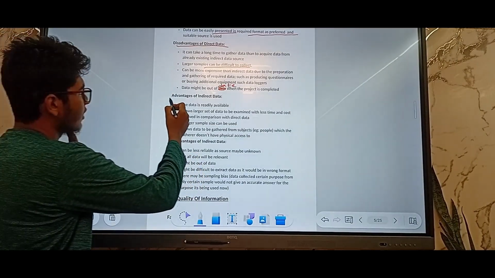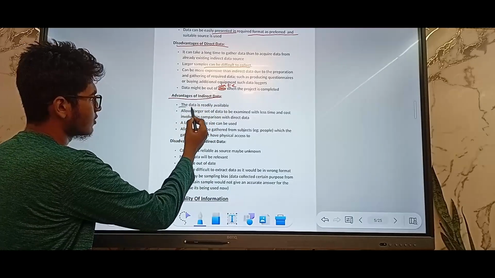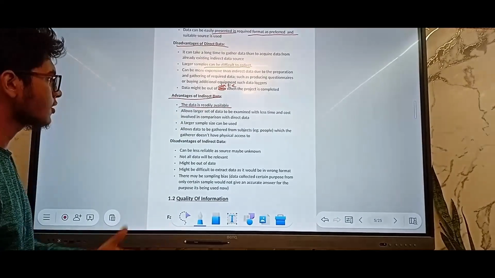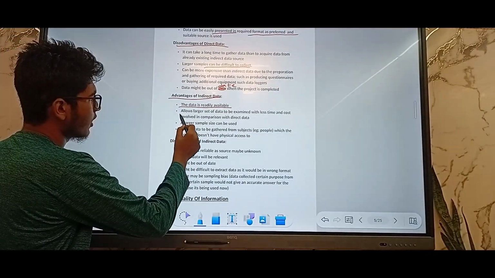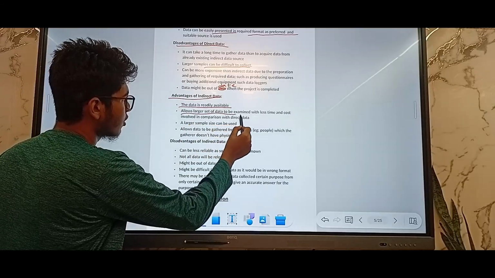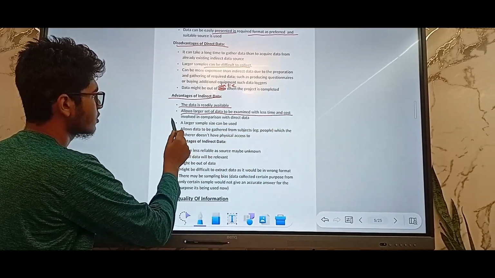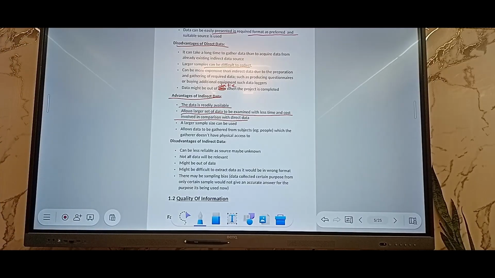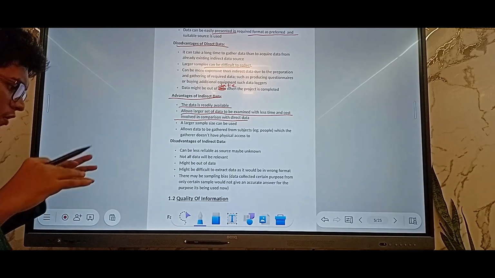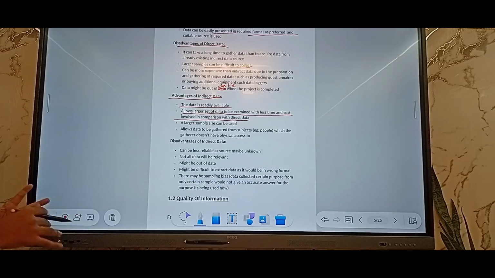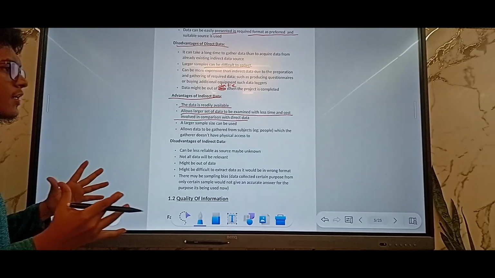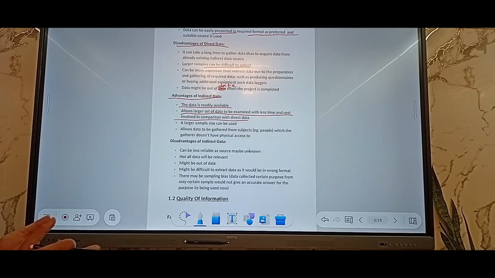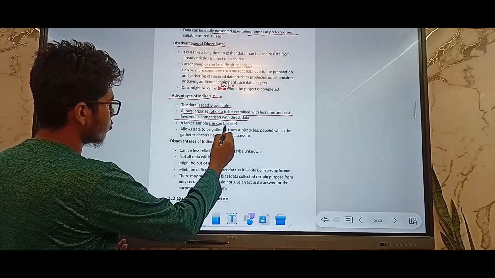And then let's move on. We have the advantages of indirect data. The data is readily available, such as from brokers. The next one is that it allows a larger set of data to be examined with less time and cost involved in comparison with direct data. Data brokers are people or organizations who collect data. They already have a lot of employees and they are professionals. So a larger set of data can always be collected by them. A larger sample size can be used.